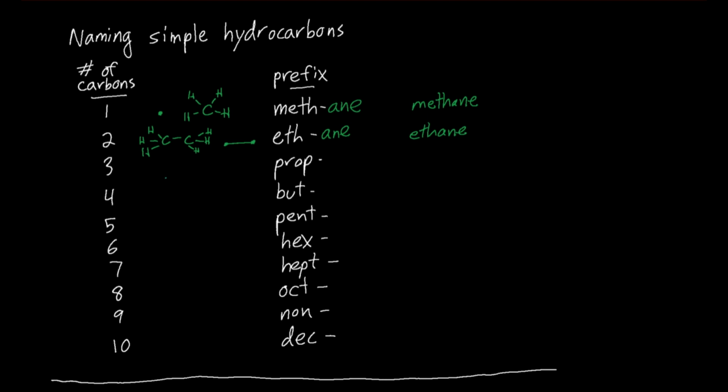Propane, 2 lines like that. Carbon, carbon, carbon, 3 carbons, 2 carbons, 1 carbon. Propane. Butane, 1, 2, 3, 4 carbons. Butane. Pentane, 5 carbons. 1, 2, 3, 4, 5. Pentane.